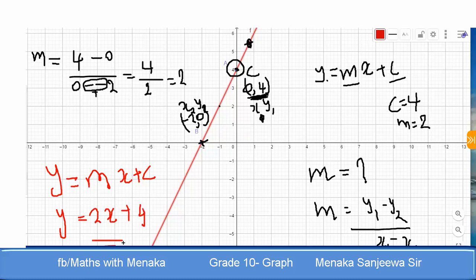If you want to find the equation of the given line, you have to find the intercept and the gradient. So my advice is, before finding the intercept, find the gradient. Finding the gradient is first. Then you can find the intercept. Understand? First find the gradient, then find the intercept.